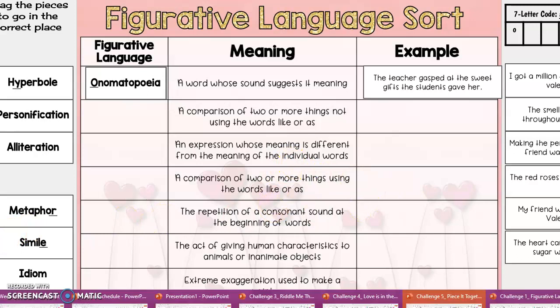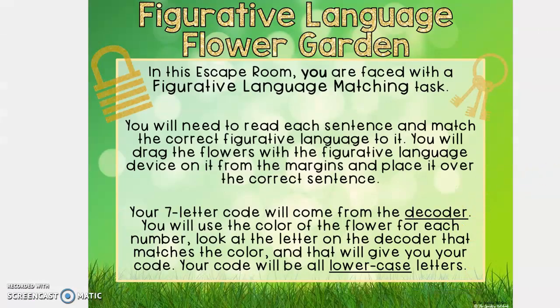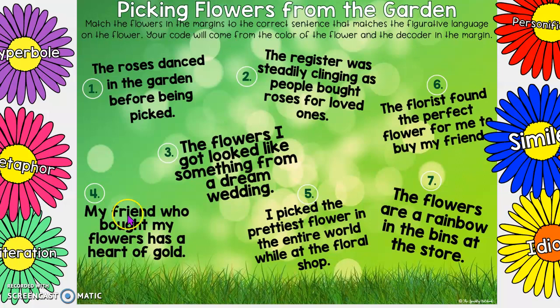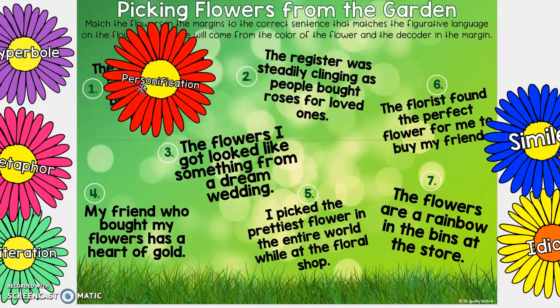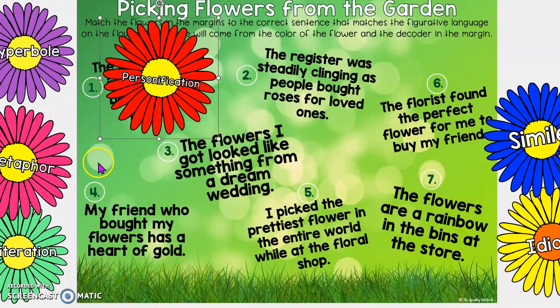Let me hop to challenge number 2. It's the flower garden. Okay, so again, make sure you read the directions really carefully. Those tell you what to do. But what you'll be doing is reading the sentences and matching the correct type of figurative language. So if I come over to slide 2, there's 2 steps to this. I'm going to just start with number 1. The roses danced in the garden before being picked. Okay, well, I know that's personification because roses can't really dance. So I'm going to drag my personification over here.